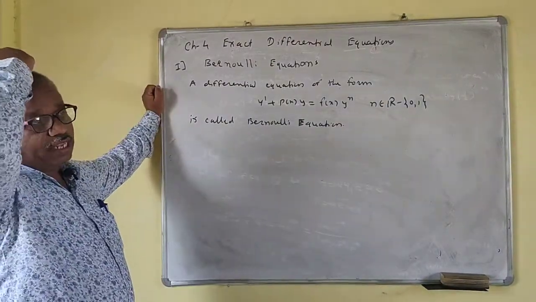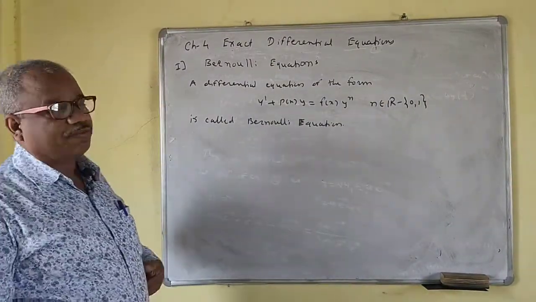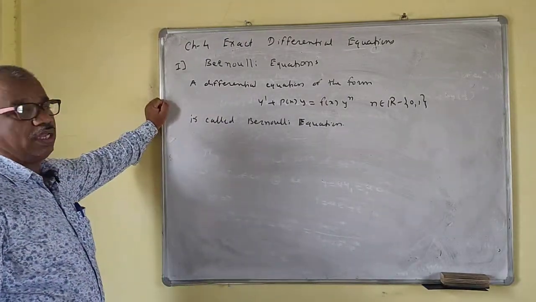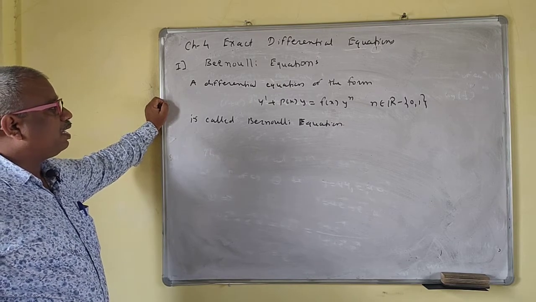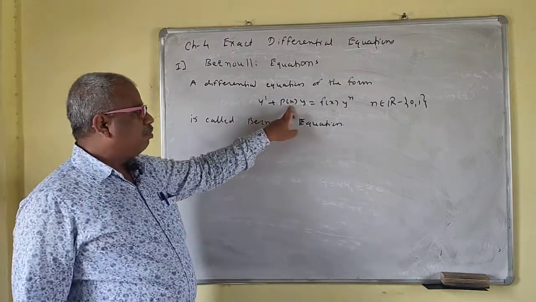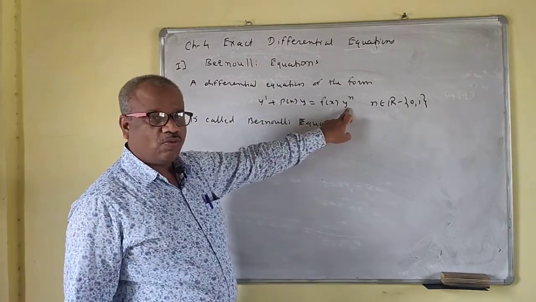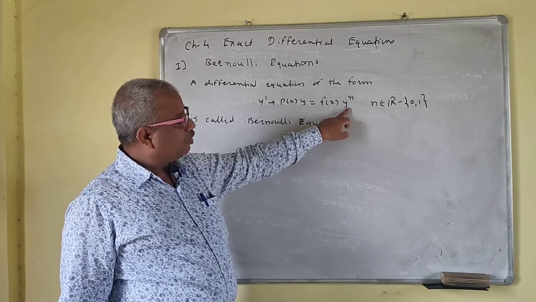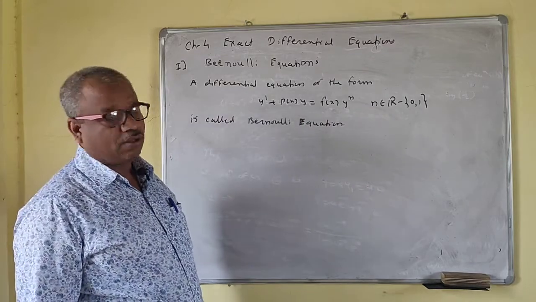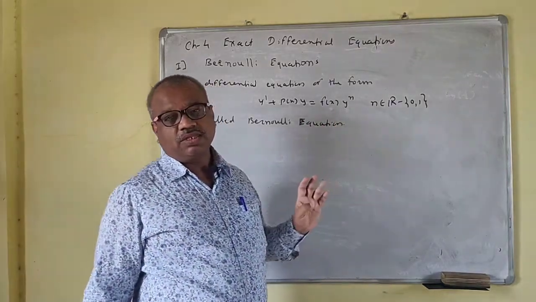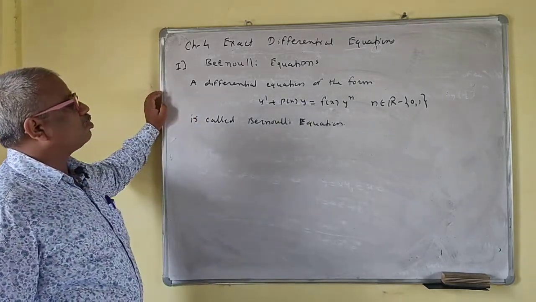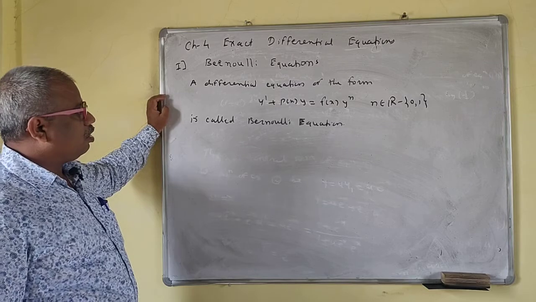Okay, so we'll go to the next chapter, that is exact differential equations, and the first point of that chapter is the Bernoulli equation. So what is the Bernoulli equation? A differential equation of the form y prime plus p of x times y, and here y to the power n is added on the right side. Up to this, it is a linear differential equation; we have just multiplied by y to the power n. Now what is n? n is any real number other than 0 and 1. So this is called Bernoulli's equation.